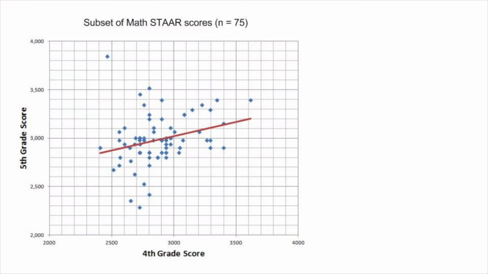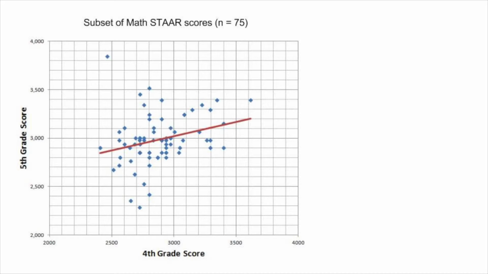In our example, we're going to look at a subset of 4th and 5th grade math STAR scores. Unlike our simple pre-test, post-test example, psychometricians have designed these two tests to be comparable across grade levels. Notice that across the x-axis is the range of scores at 4th grade, and across the y-axis is the range of scores at 5th grade. This scatter plot is a graph of all the individual students' 4th and 5th grade test scores.